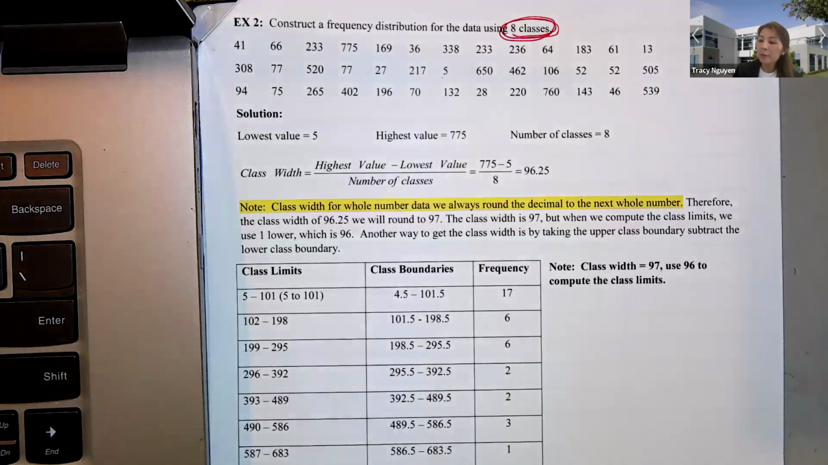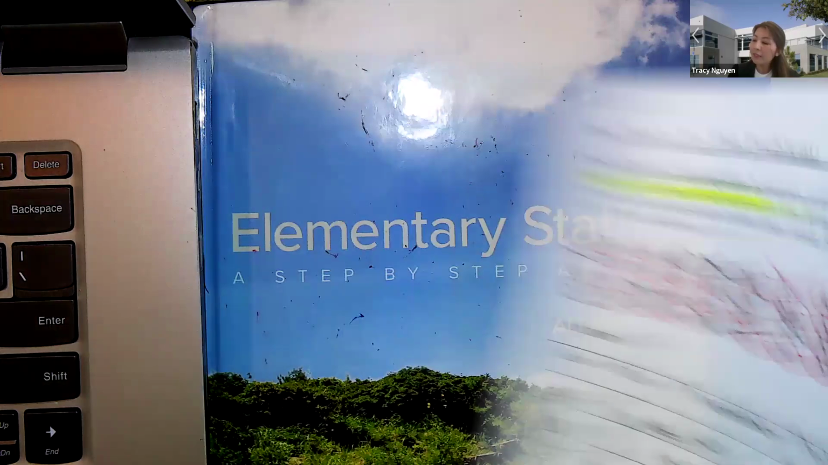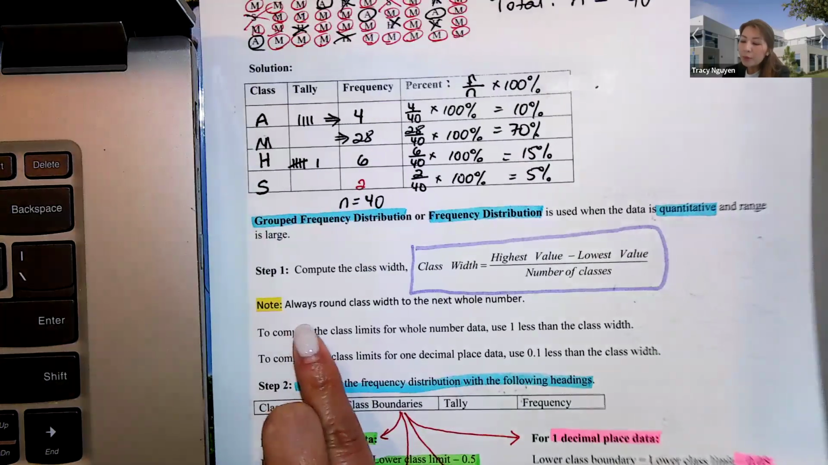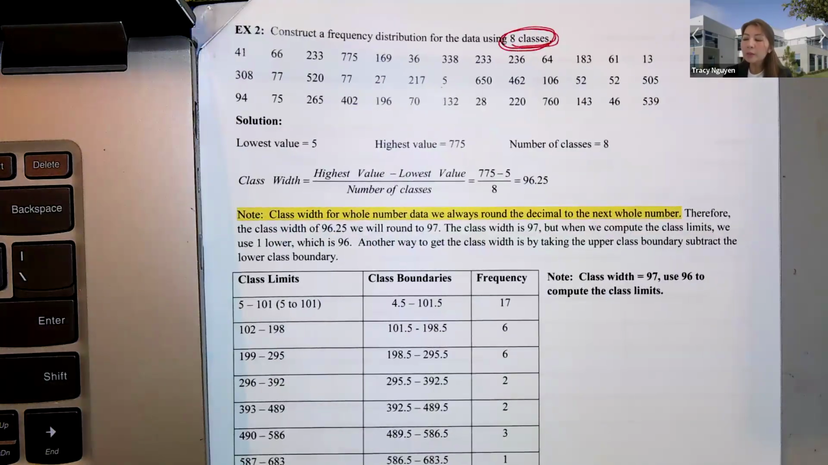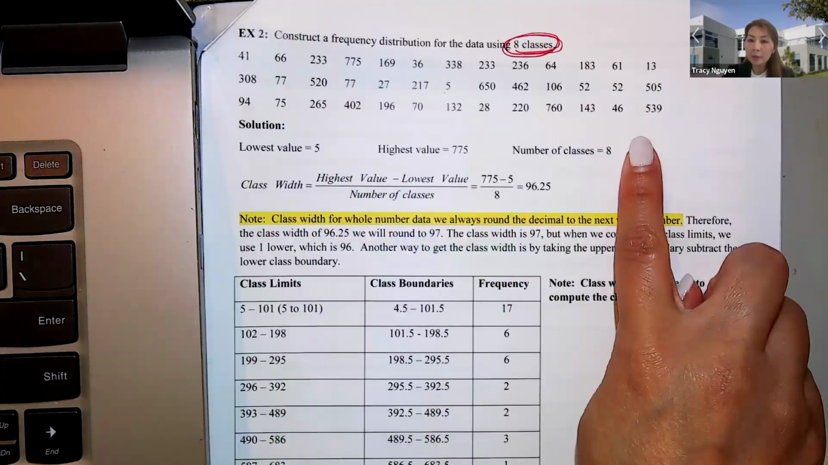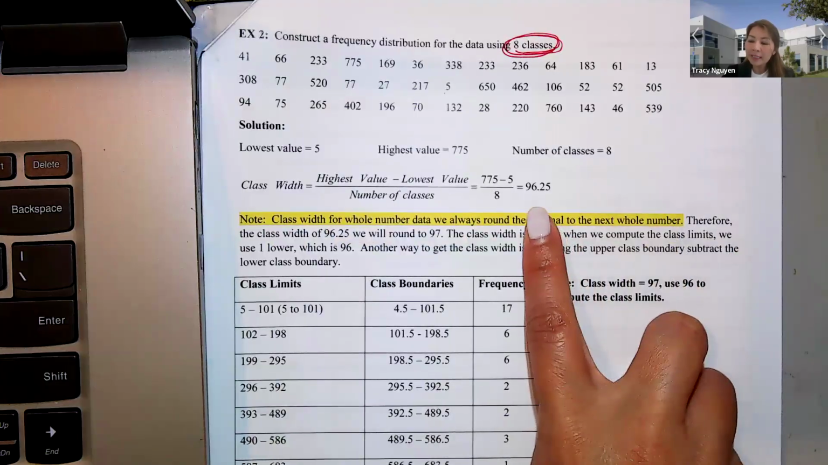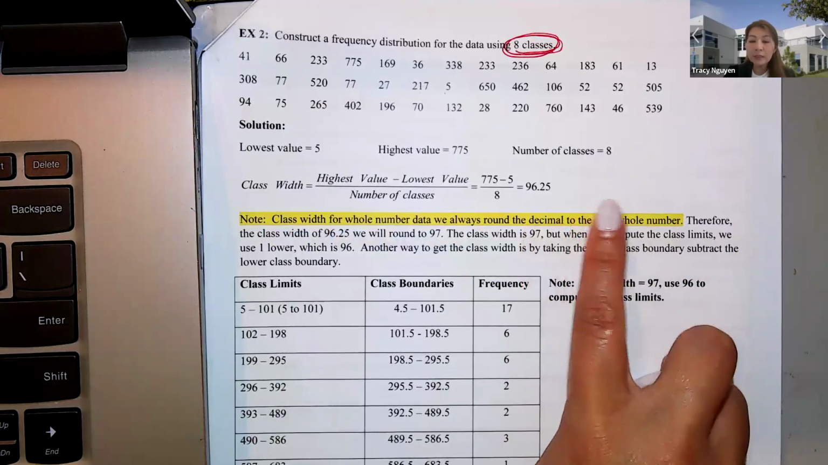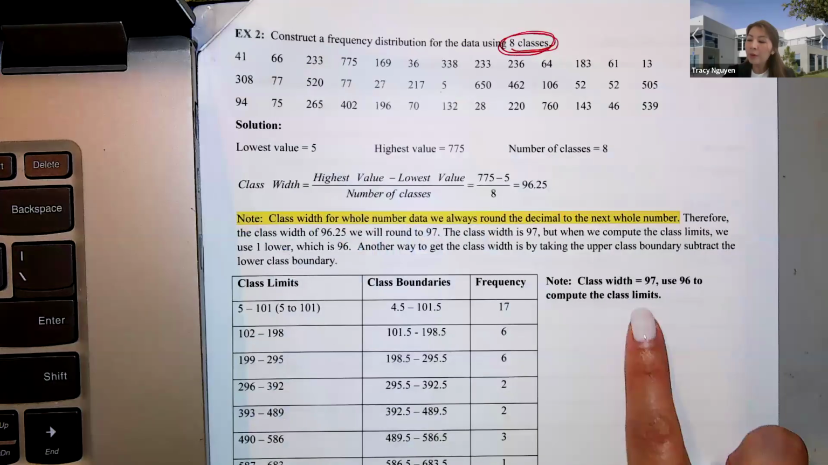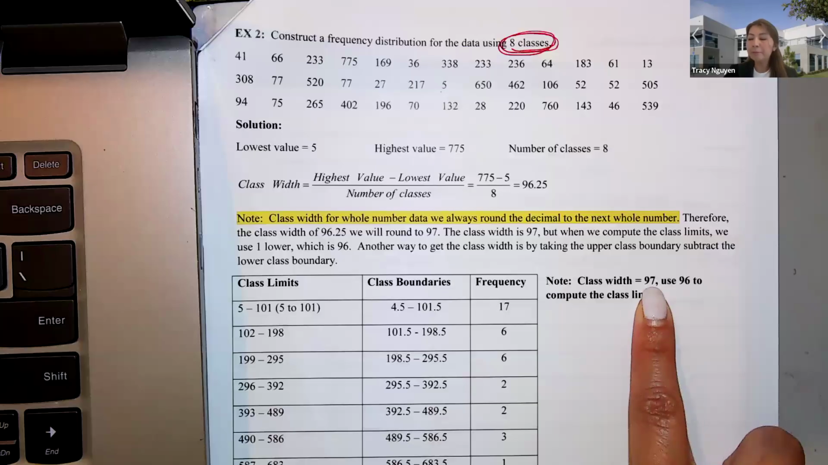Okay. Then we said that what we have here, always round the class width to the next whole number. So with raw data like this, if asked what's the class width, 96.25 goes to the next whole number. Don't use the rounding rule, because we're rounding it to the next whole number. Therefore, the class width would be 97, okay?